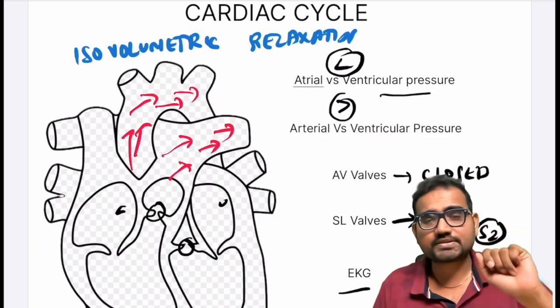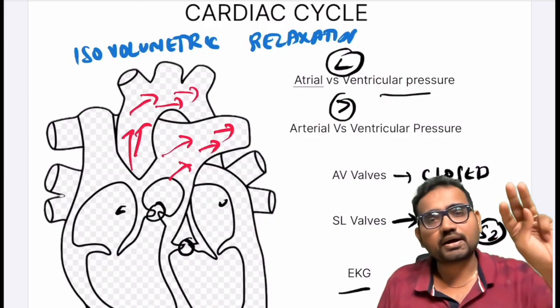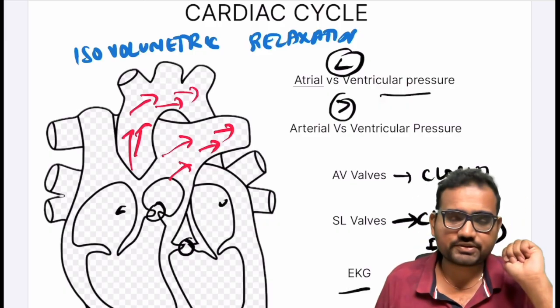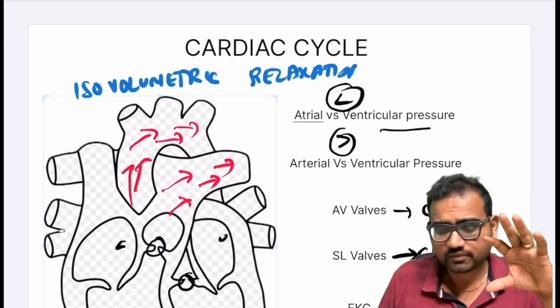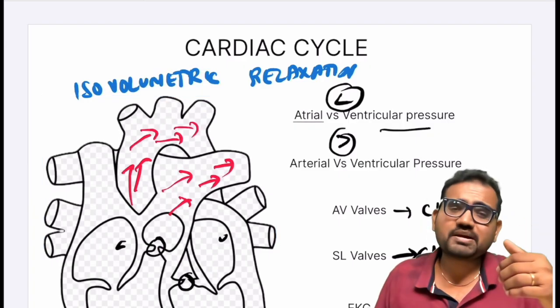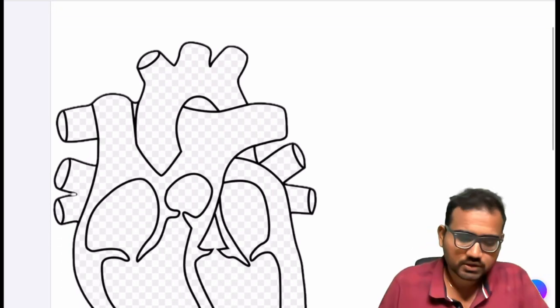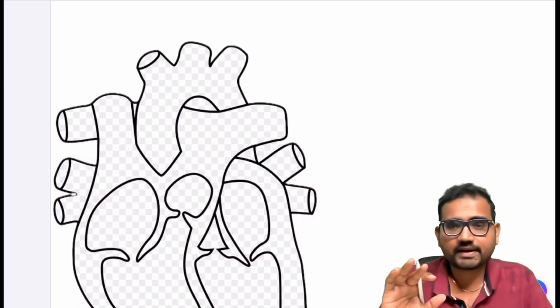We have 4 phases. One is ventricular filling, isovolumetric contraction, which is followed by the ventricular ejection phase, and isovolumetric relaxation. So as I told you, once you know the basics of the cardiovascular system, it becomes extremely easy to correlate things. And now let's talk about a few other terminologies in cardiac physiology. So with this we'll wind up.